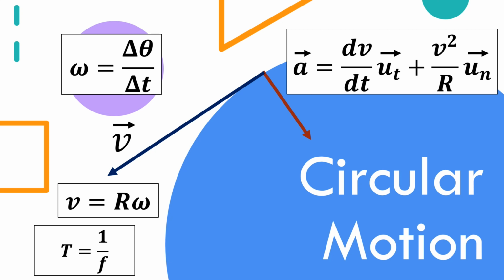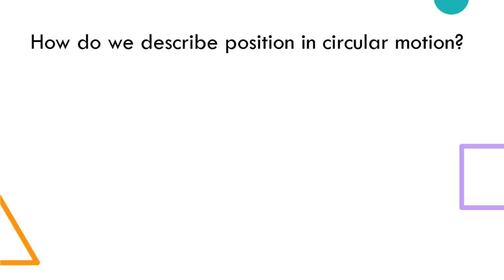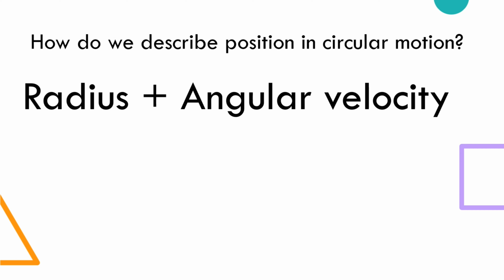Physics exam, of course. Let us start immediately by asking the question, which is quite important, we could say fundamental to the study of circular motion. How do we describe position in circular motion? And the answer is simple. The radius plus the angular velocity.